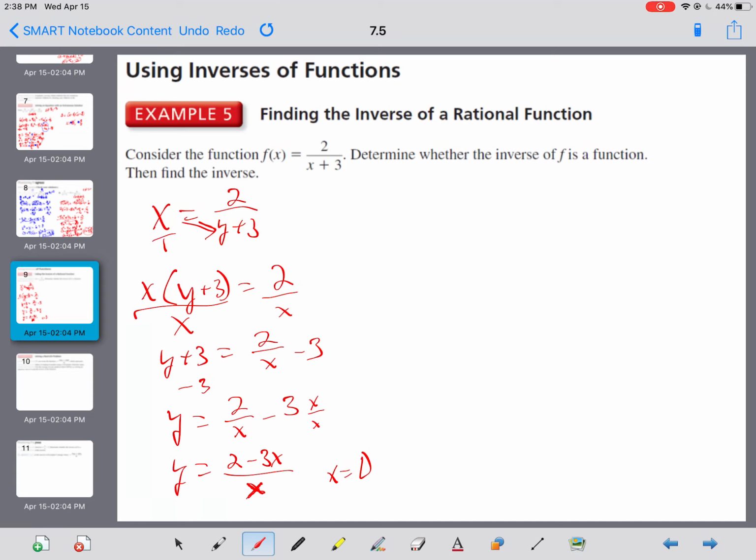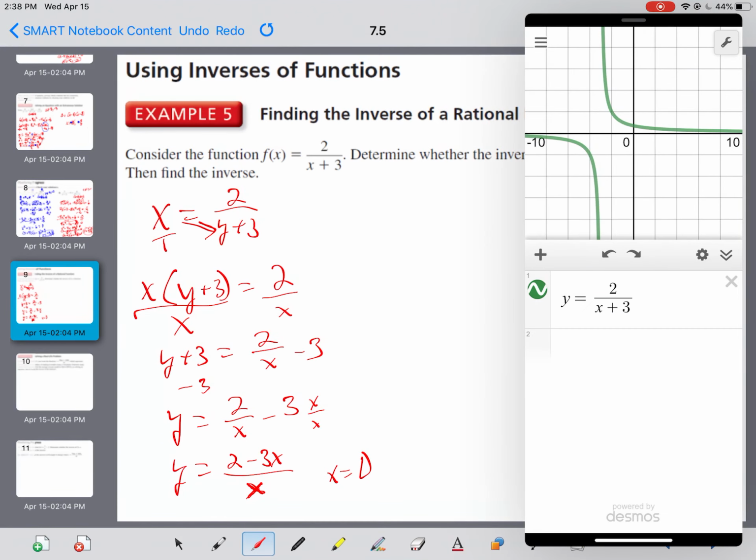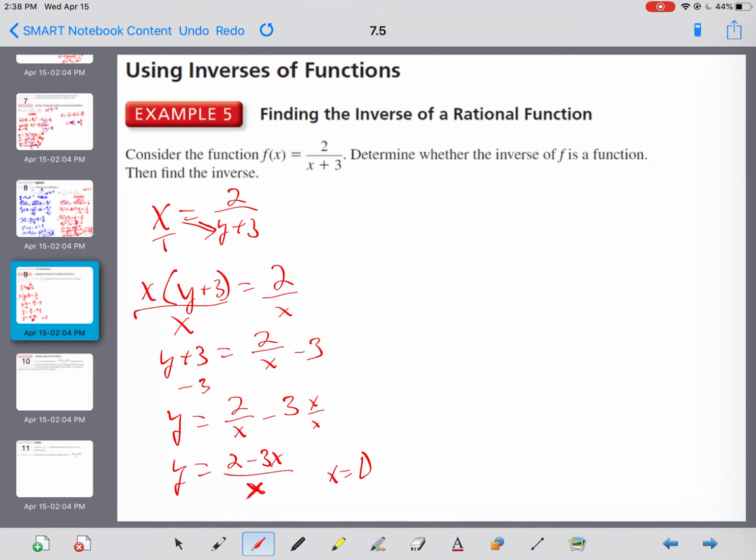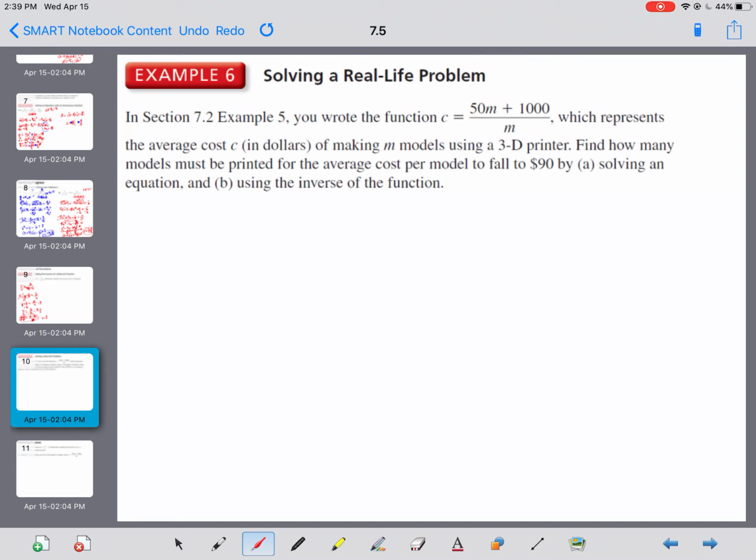Would it be a function? Well, at this point, x can't be 0, so that becomes an issue right there. So is it a function? Well, if we look in the book, they tell us graph the function f. Notice that no horizontal line intersects the graph more than once, so the inverse is a function. That's what we did. We graphed it. If you drew a horizontal line on there anywhere, it would never touch it more than once. Okay, so then we find it. So we found it. There it is.